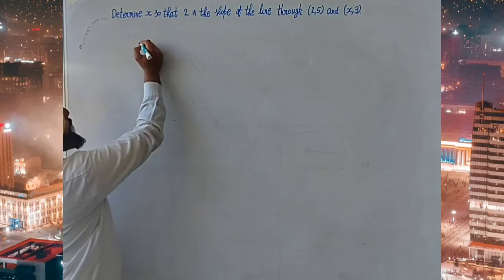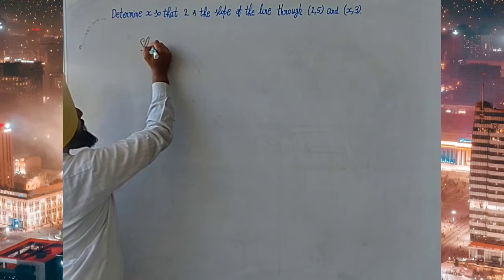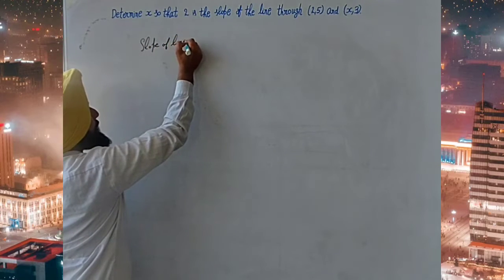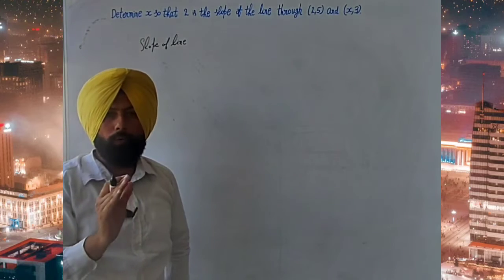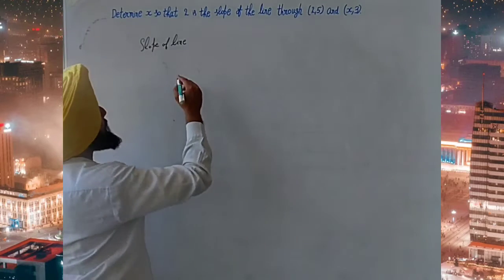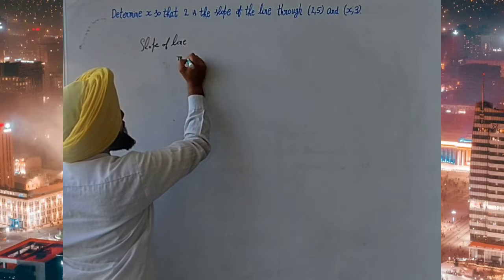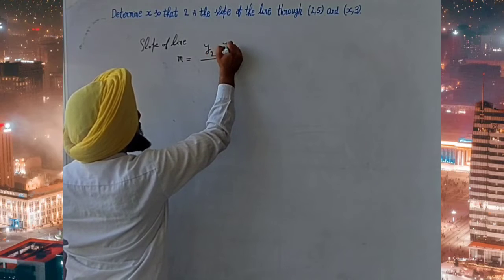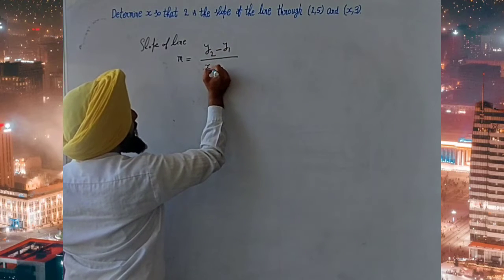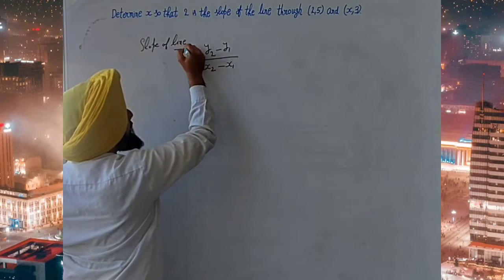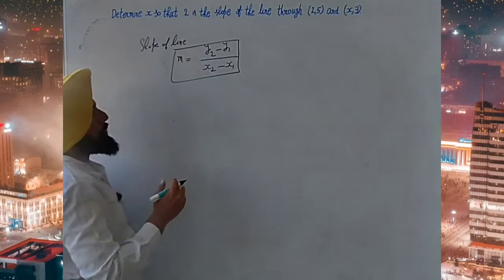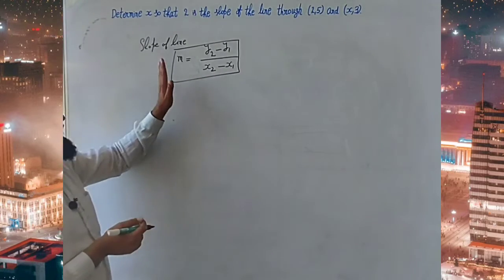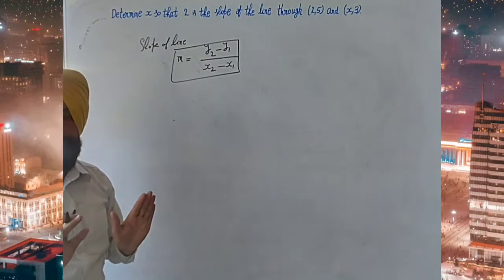Now we know the slope of a line, we represent it by small m. Slope of line m equal to y2 minus y1 over x2 minus x1. That is the formula for the slope of a line. Now in the given sum, slope 2 is already given.